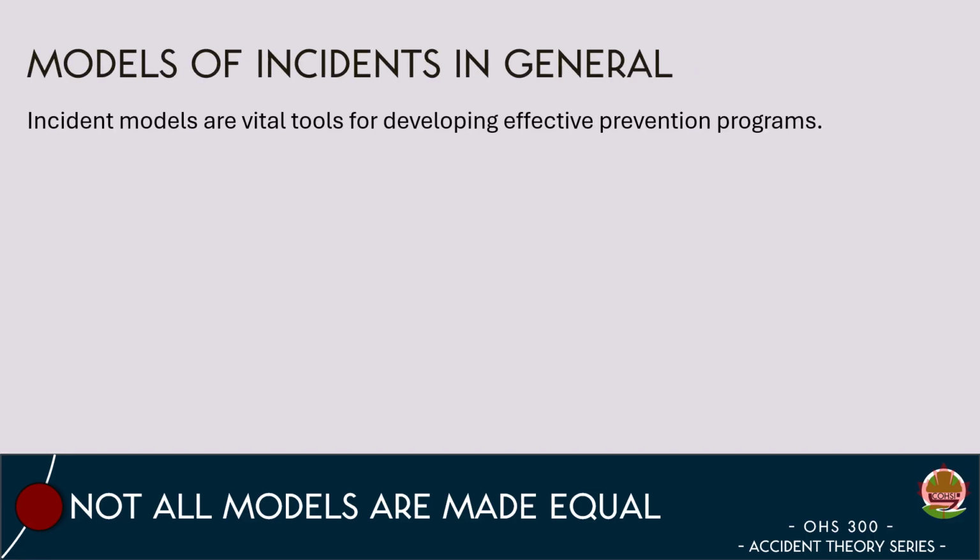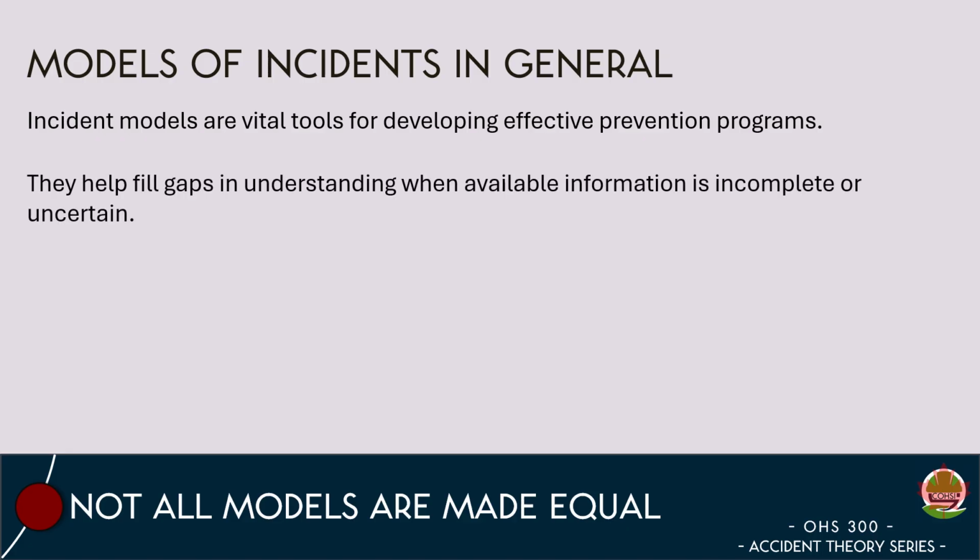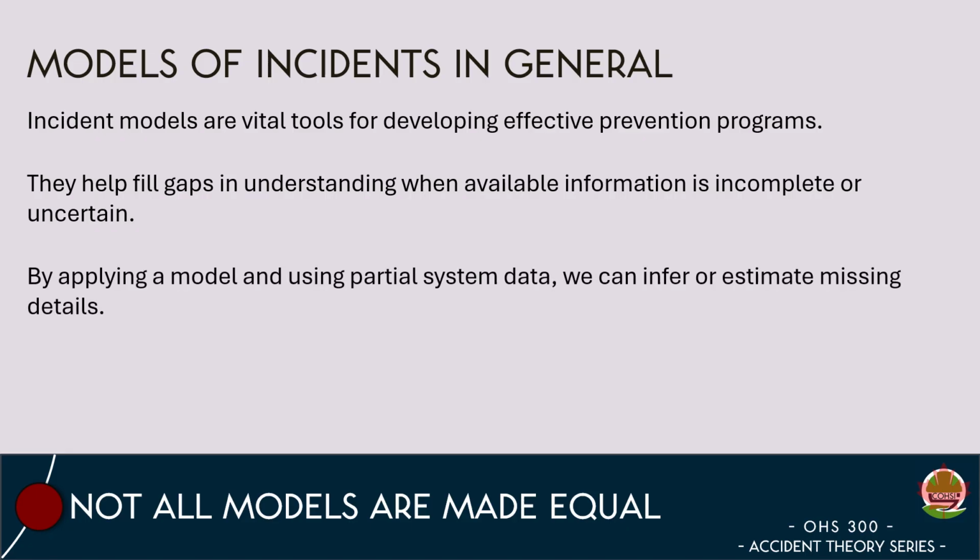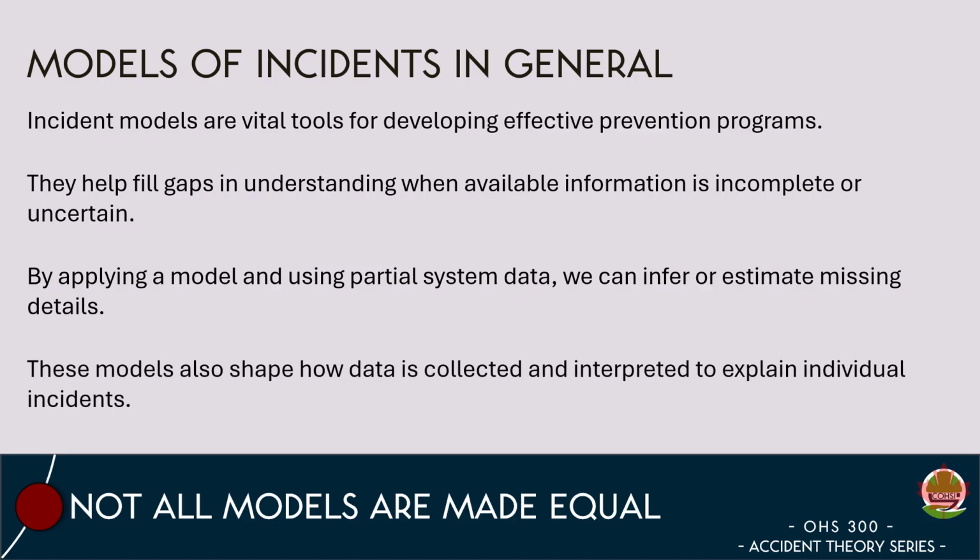Incident models are essential for designing effective prevention programs. They help bridge gaps in our understanding when information is incomplete or when predicting future outcomes based on current knowledge. By using a model and partial data about a system, we can infer missing details. However, if the model is inaccurate, our prevention strategies may fail. These models also influence how we gather data to explain individual incidents.